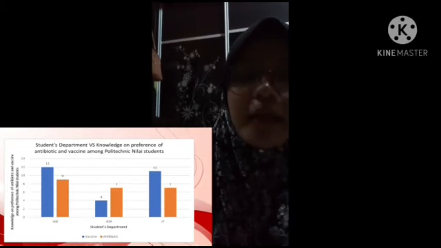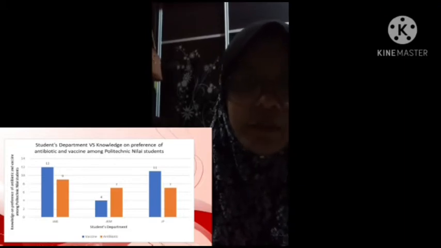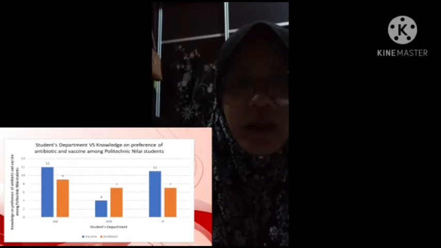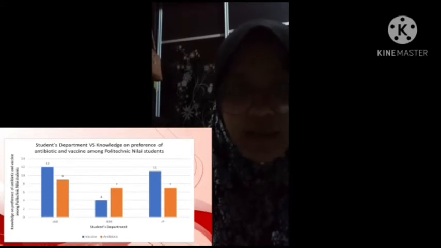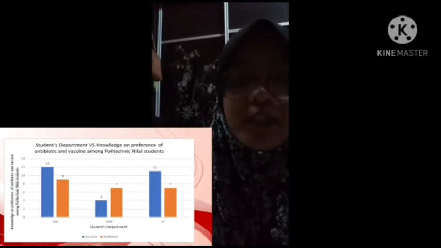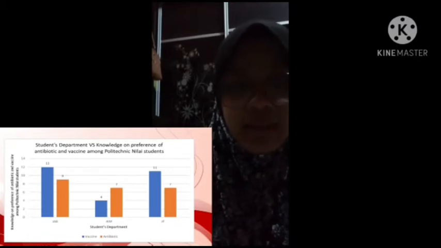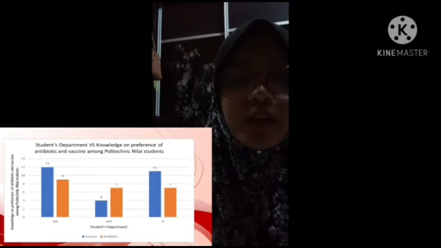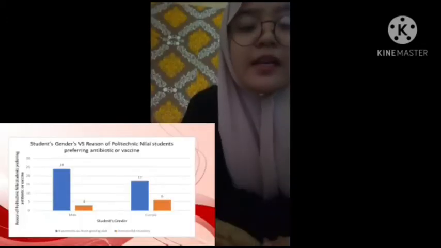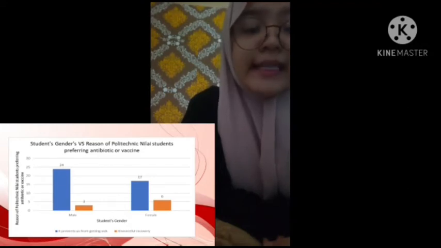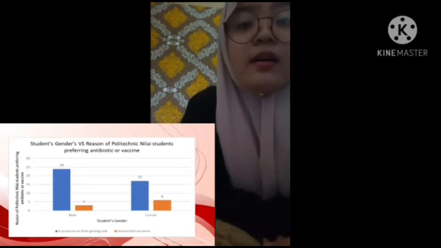Meanwhile, 7 of JKM prefer antibiotic. Last but not least, the student department of JP have 11 choose vaccine and 7 of JP choose antibiotic. The question number 6 is represented in a bar graph with the title, the reason of Polytechnic students preferring antibiotic or vaccine.